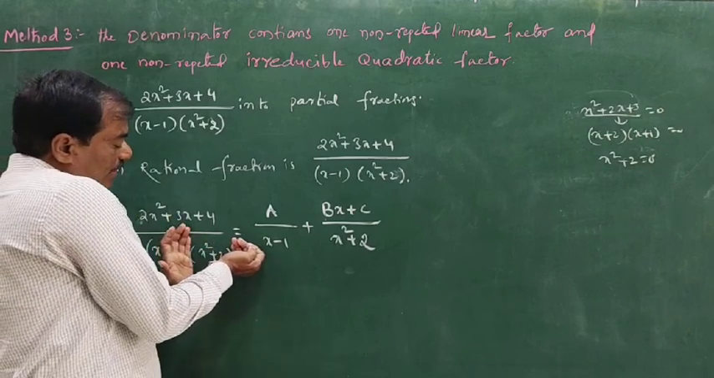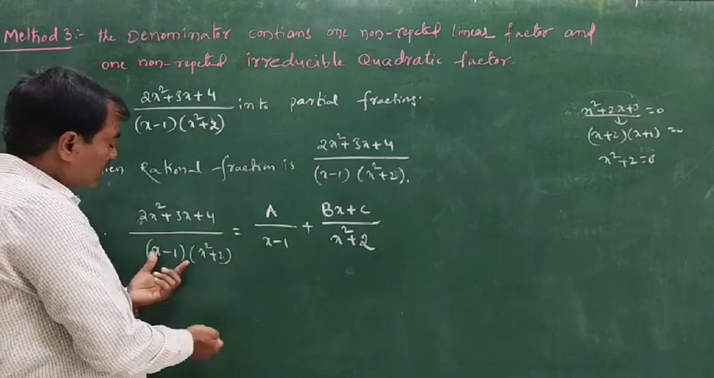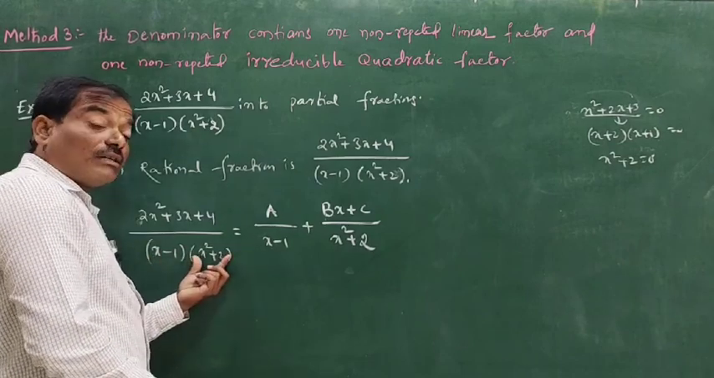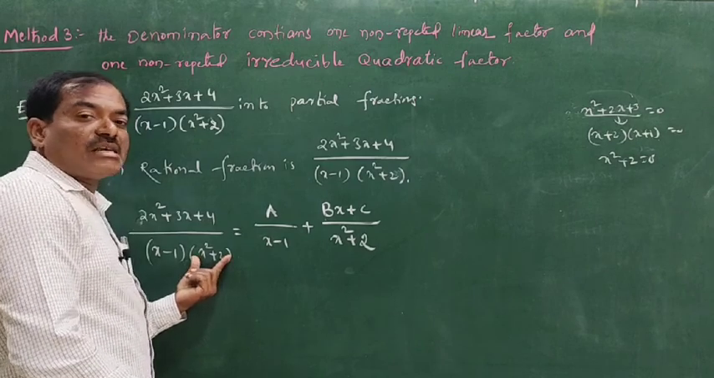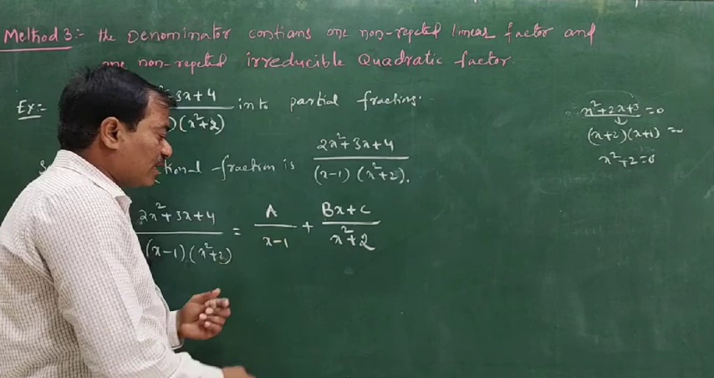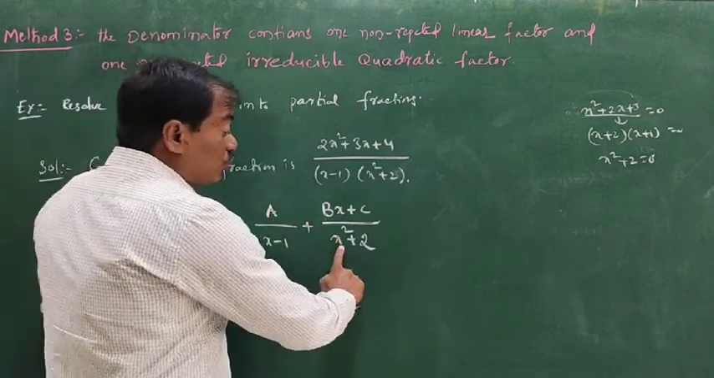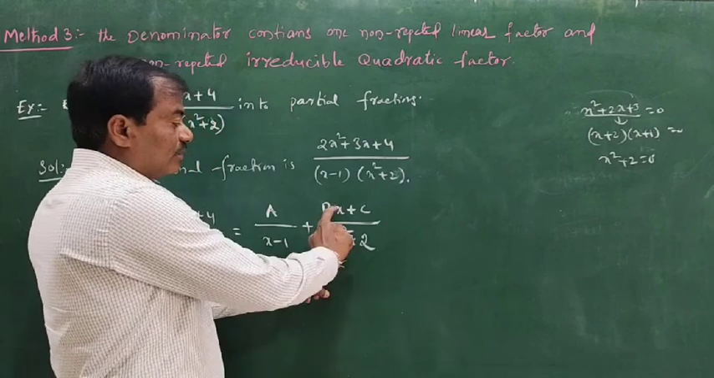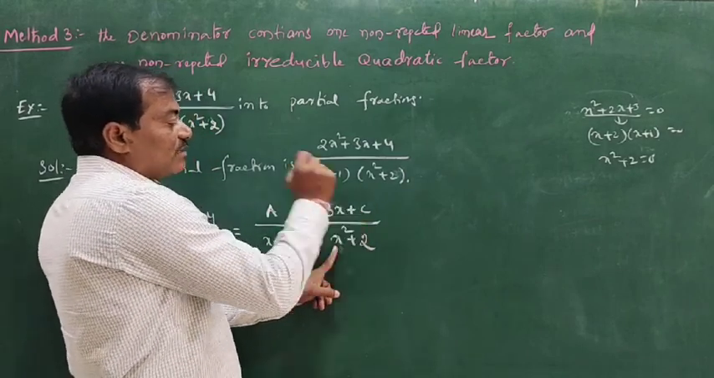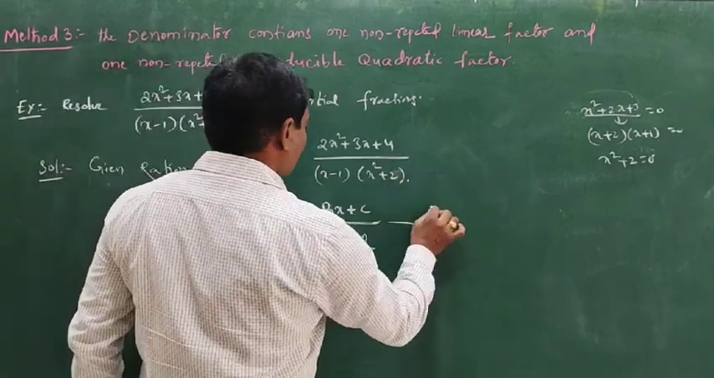This is another quadratic factor. We have g of x containing two factors: first one is one non-repeated linear factor and one non-repeated quadratic factor. So this is A by x minus 1. This is linear, so that's why we have written only A. If an irreducible quadratic factor is given, this is the expression: bx plus c. Remember, this is the key point here. We say that this is equation 1.